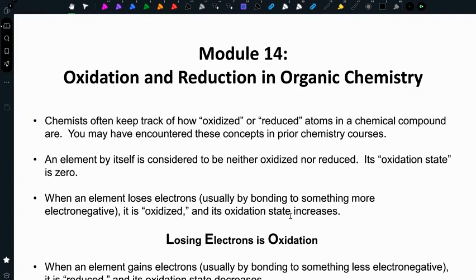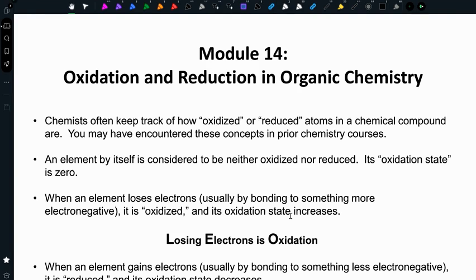Last general module about reactions before you dive into specific reactions of different functional groups. I want to talk about the concept of oxidation and reduction. This is a general concept that comes up in general chemistry. You may have seen it in an earlier chemistry class, you may not have.